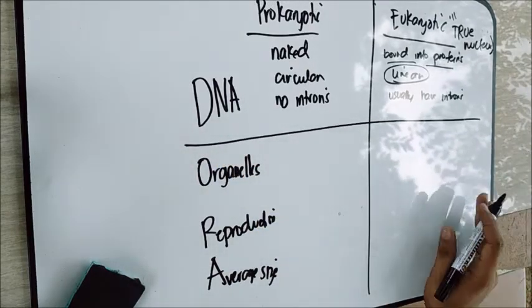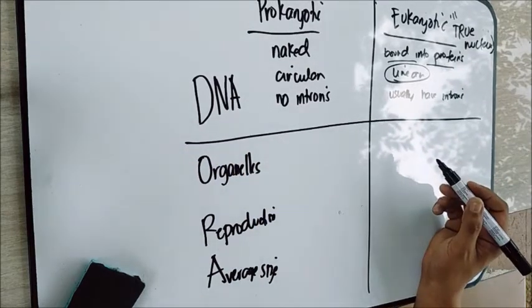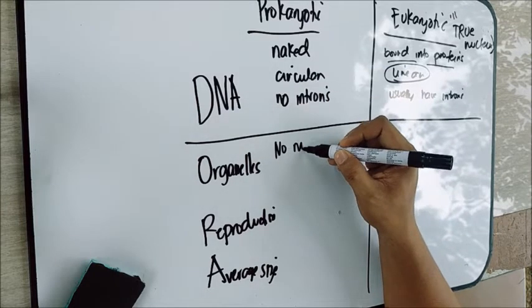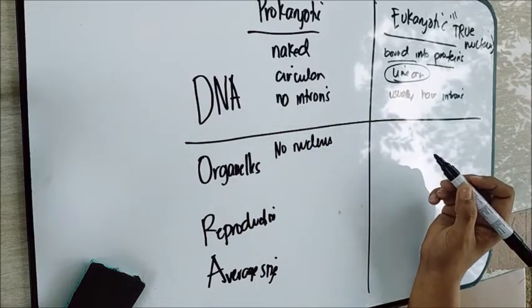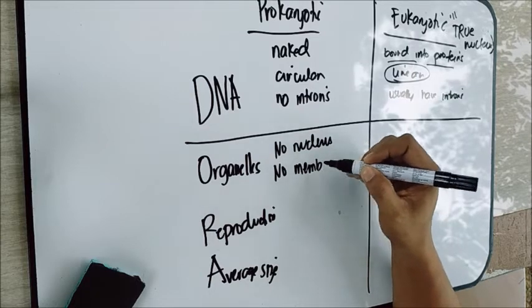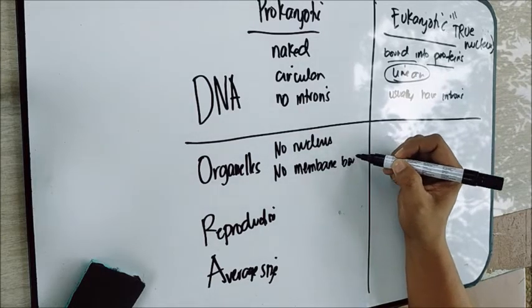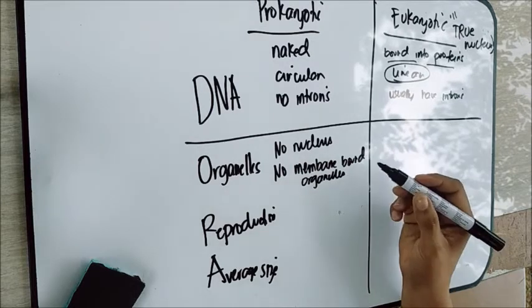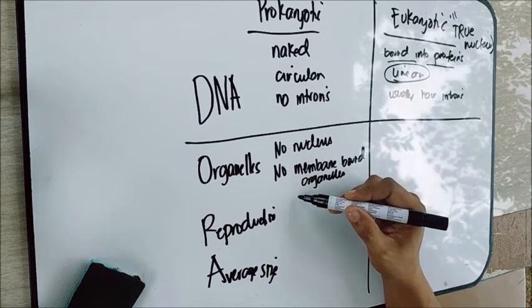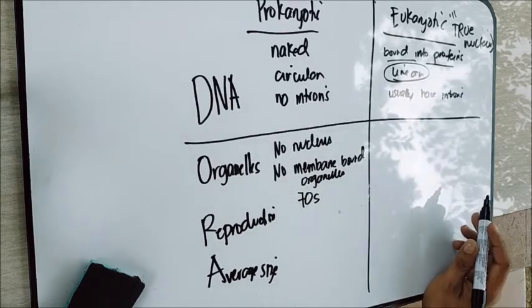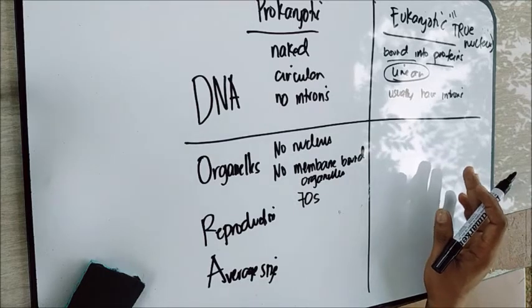Okay? Next, the presence of organelles. For the prokaryotic cell, there is no nucleus. What else? There are also no membrane-bound organelles. And if we look into the size of the ribosomes of the prokaryotic cell, it is 70S, meaning that it is smaller compared to the eukaryotic cell.